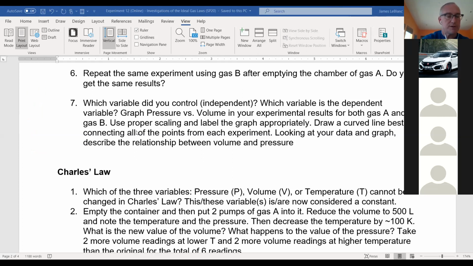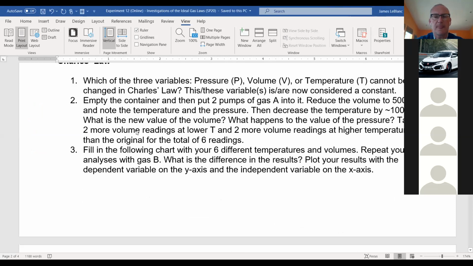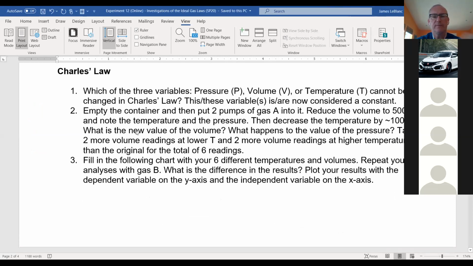So now we're going to go to Charles' law. Now we're going to be changing the temperatures, okay? So we'll empty the container again, and we'll put 2 pumps of A.